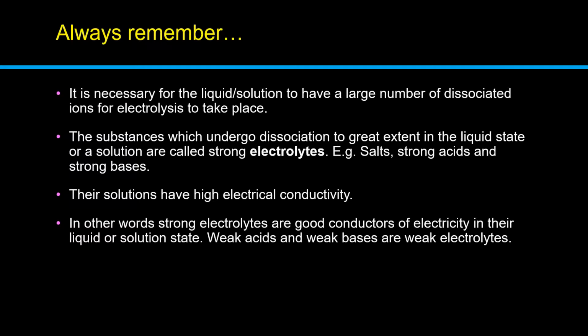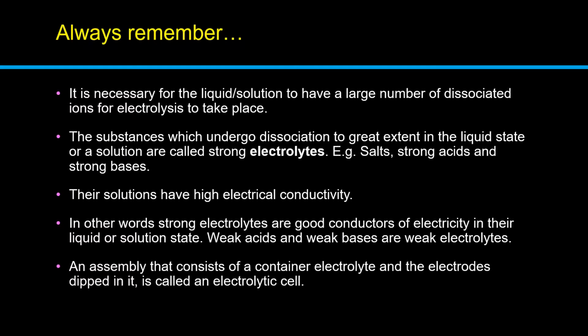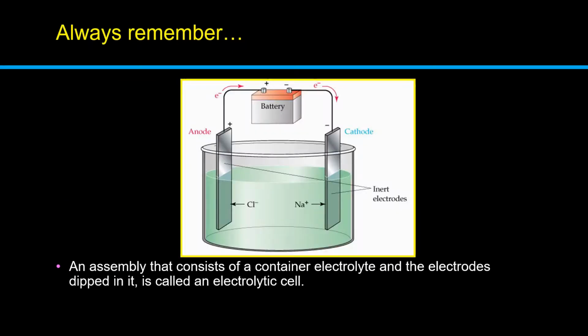Weak acids and weak bases are weak electrolytes. An assembly that contains a container, electrolyte and the electrodes dipped in it is called an electrolytic cell. This is a setup of an electrolytic cell.